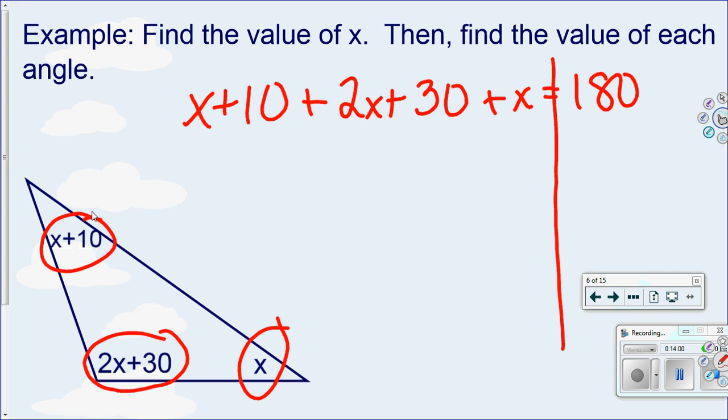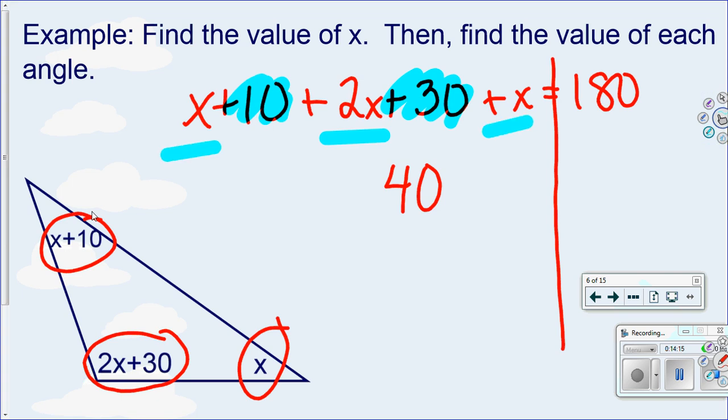Kai, who can tell me my next step? Hannah? Combine like terms. What are my like terms? 10 and 30. I have positive 10 and positive 30, which gives me 40. Okay, what else do I have alike? 2x. I have 2x, and then x and x, which makes how many x's? 4x. Plus 4x is equal to 180.